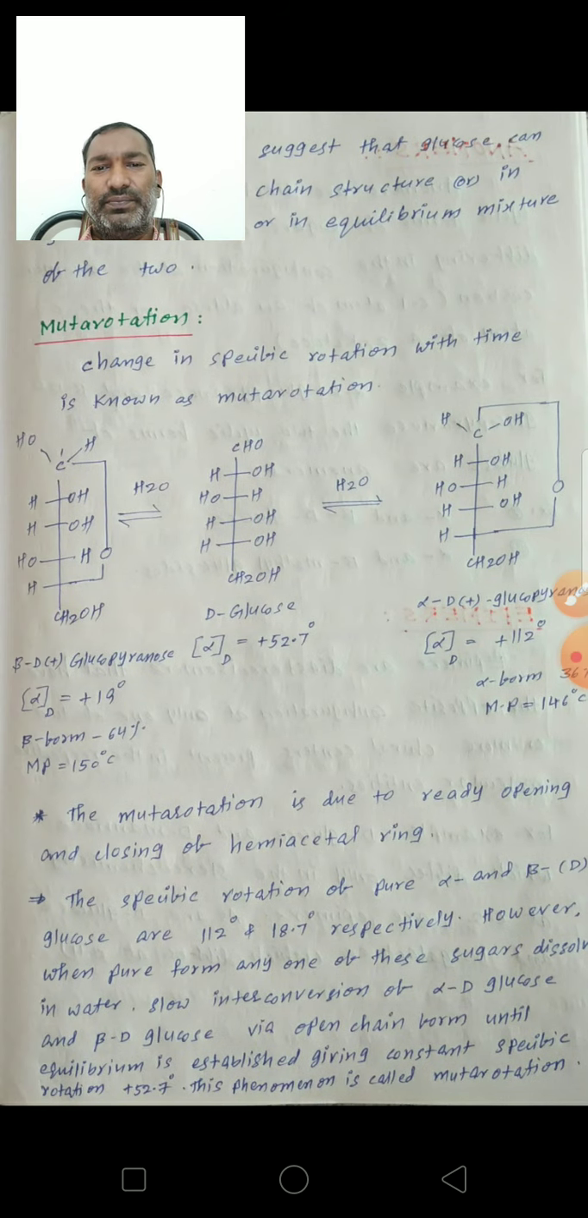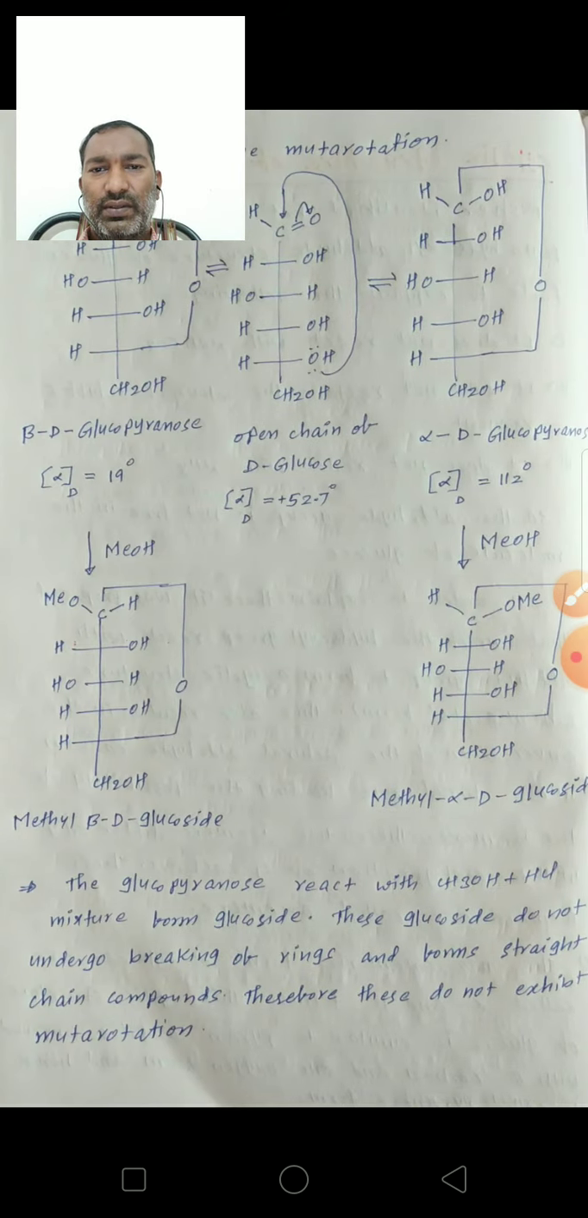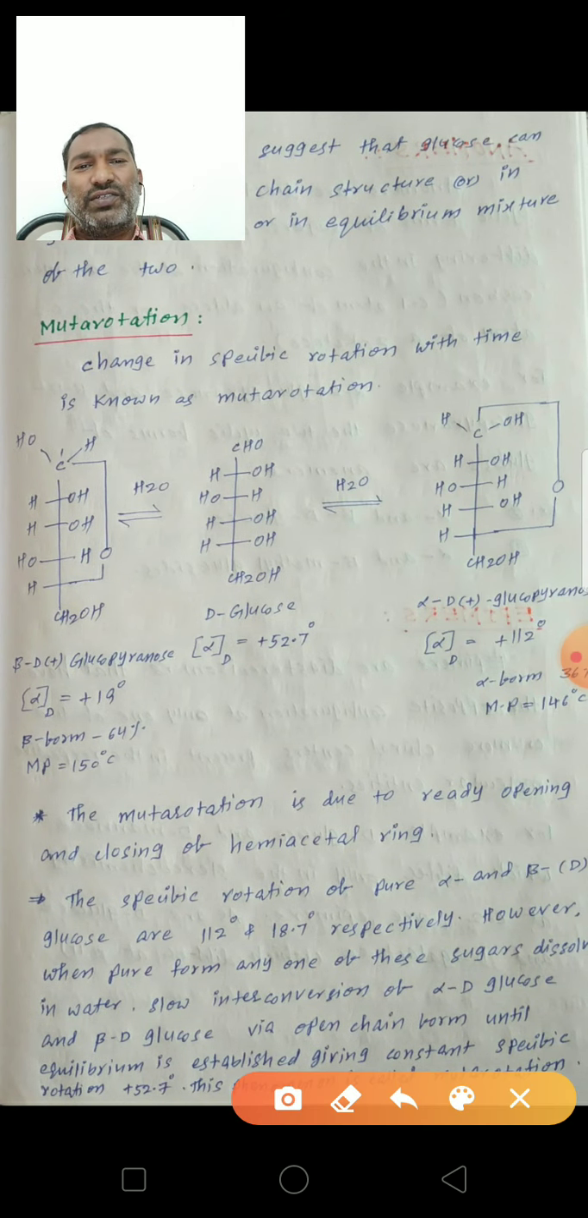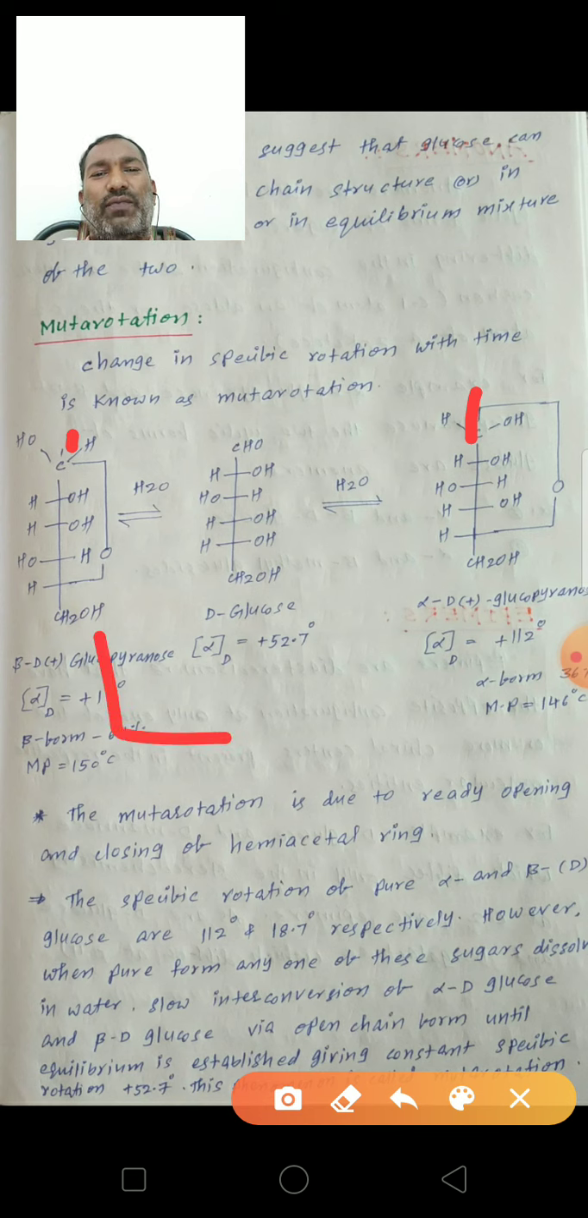See here, this is alpha D glucoside. This is the first carbon. In the first carbon, OH is on the right side in alpha D glucopyranose. In beta D glucopyranose, the OH is on the left side of the first carbon. So alpha D glucopyranose and beta D glucopyranose are both examples of anomers.